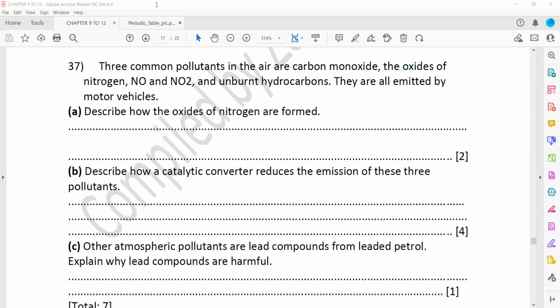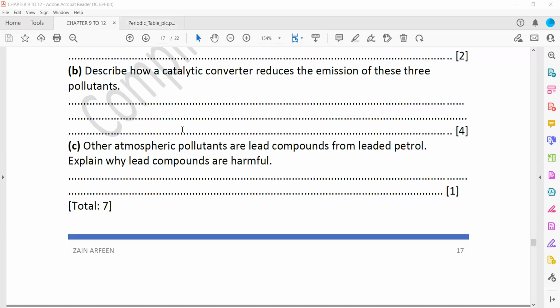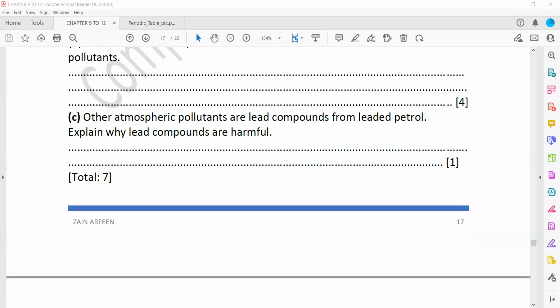Then other atmospheric pollutants are there, such as lead compounds added to leaded petrol. Explain why lead compounds are harmful. Because lead compounds can damage the nervous system or damage the brain. So why are they harmful? Because when a person inhales lead compounds, they can damage the brain.